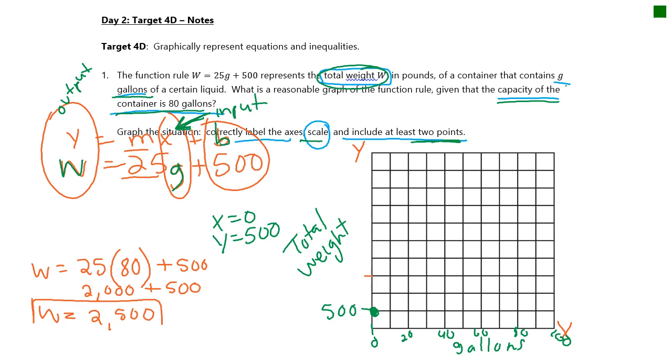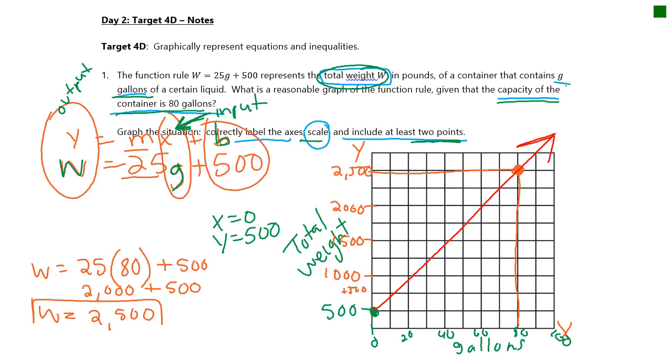I have enough space to keep going by 500, so I'm going to keep adding 500 every time. So now I'm going to have 1,500, 2,000, 2,500. When I have 80 gallons, I'm going to have 2,500. This is the second point. All you have to do is connect your points, the first one with the second one. That's my line, that's my graph, and I'm done. All I have to do is graph it.